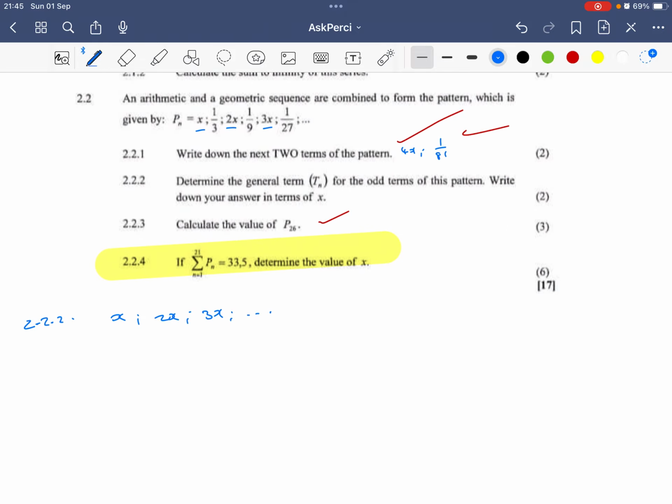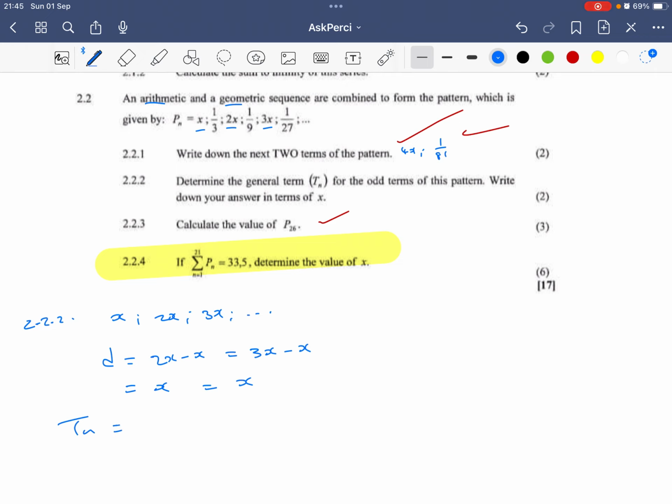So they want us to find the general term of this pattern. And first things first, we are being told it's a combination of arithmetic and geometric. So let's find out if this is an arithmetic sequence or a geometric sequence, right? For you to do that, you know if it's an arithmetic sequence that the difference between these two terms should be equal. For example, 2x minus x is equal to 3x minus x, right? Because this is going to give you x and it's going to give you x. These are both equal. Therefore, this pattern is an arithmetic sequence, right?